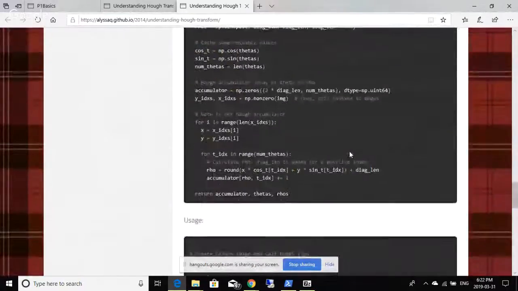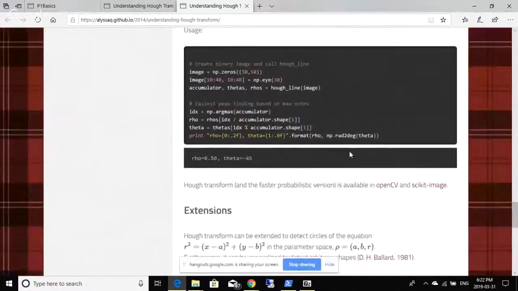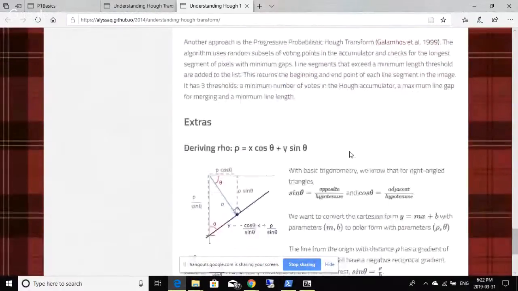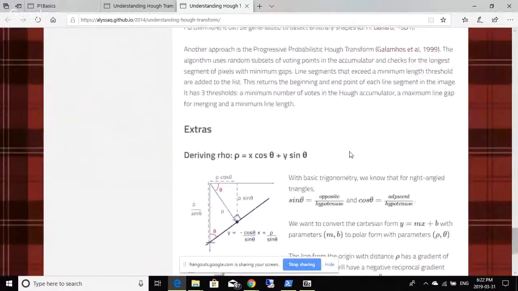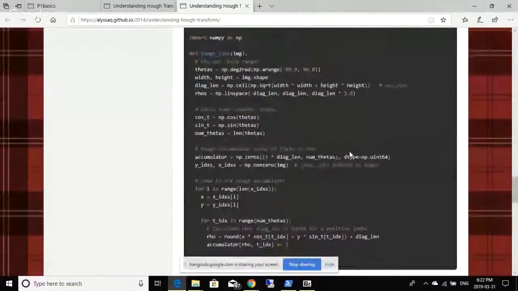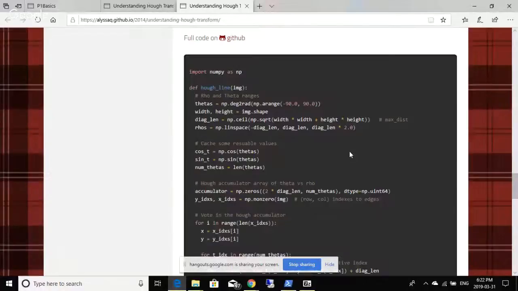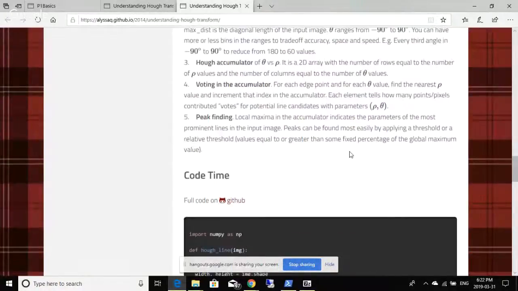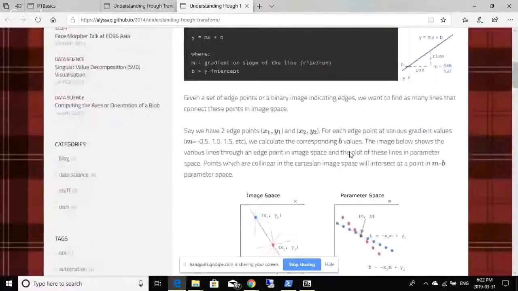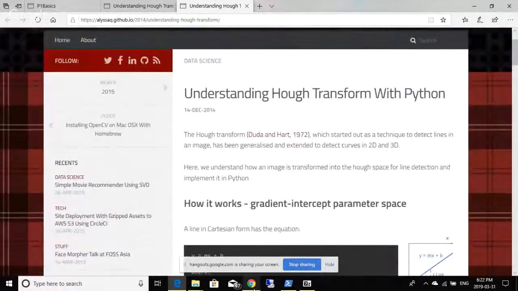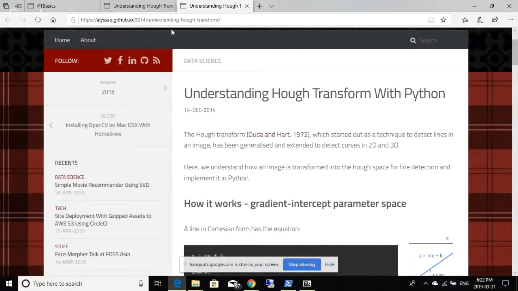I would really urge you to read this article if you're having issues with the transform. I read it for a bit and it already helped me. Okay, still a little bit there. Okay. All right.